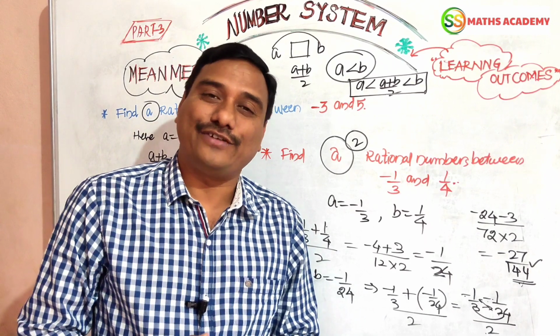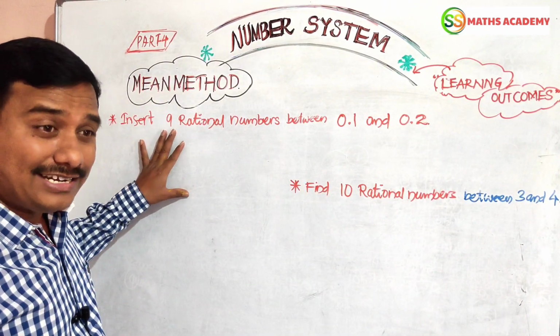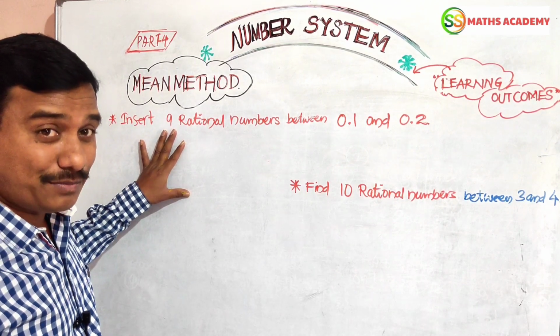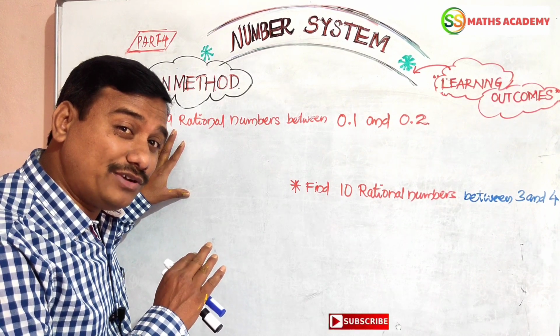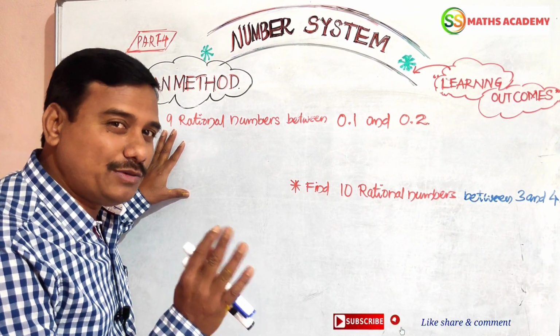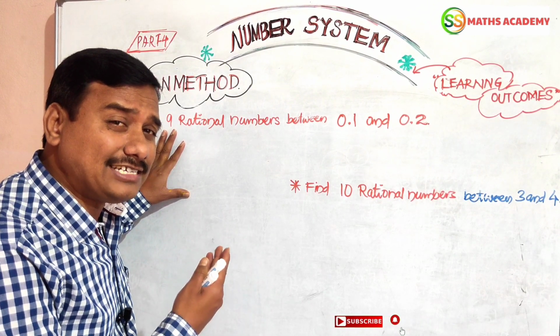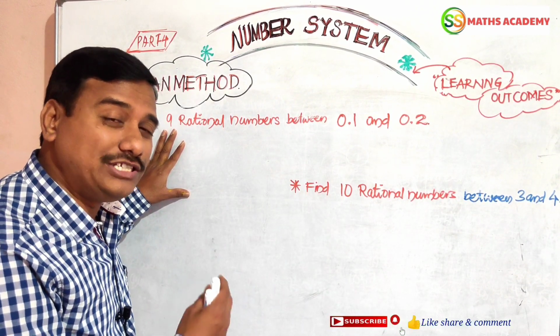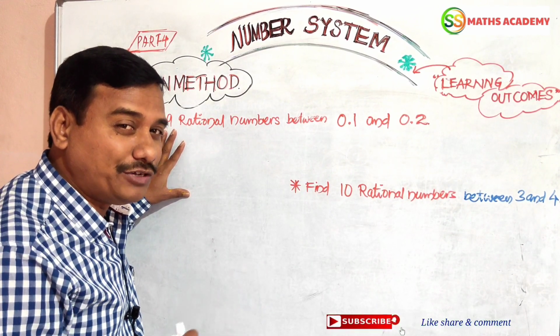Let us see the technique, dear friends, in one example. Insert 9 rational numbers. In the first example, what have we done? Two rational numbers, one rational number between them by using the mean method, (a plus b) by 2, the average of two numbers. But here 9 or 10 rational numbers will be there. By using the same method, it will take minimum 2 to 3 pages, minimum 15 to 20 minutes.